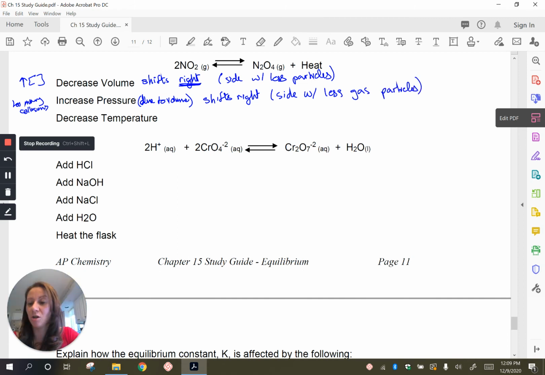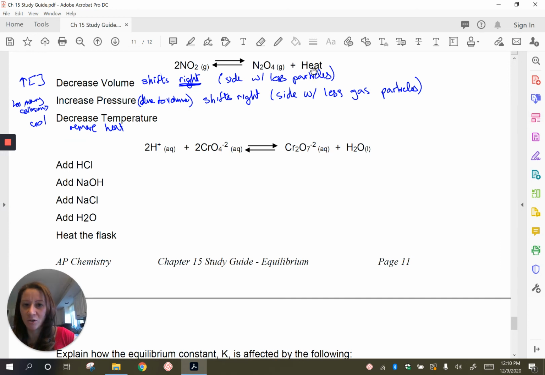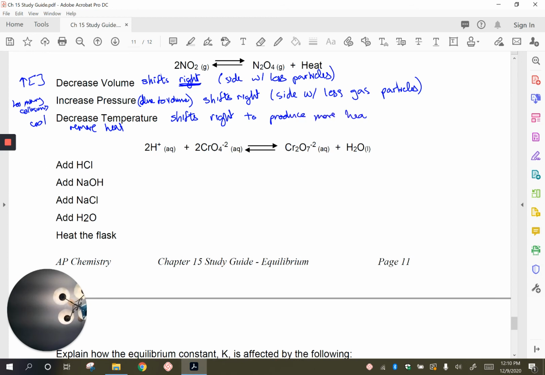How about a change in temperature? So I'm decreasing it, so cooling it down, removing heat. So if I'm removing heat, I don't have as much heat here. So what do I do to make up for that? I shift to the right to make more heat. So all of these were shifts, right?